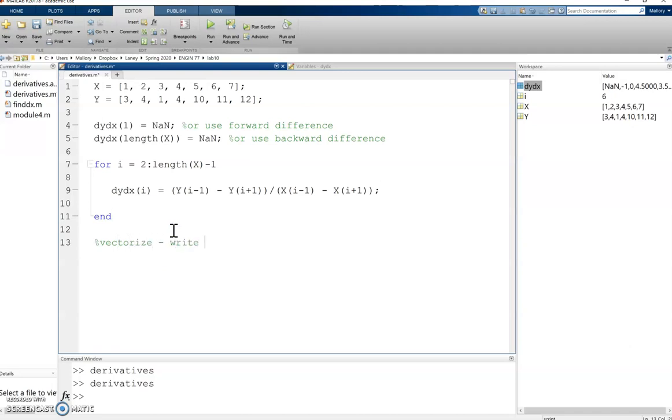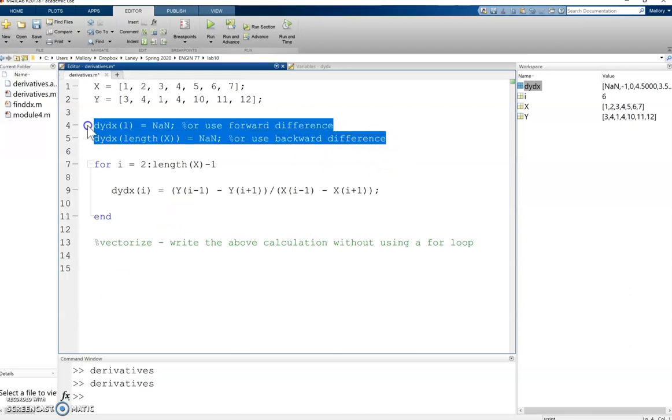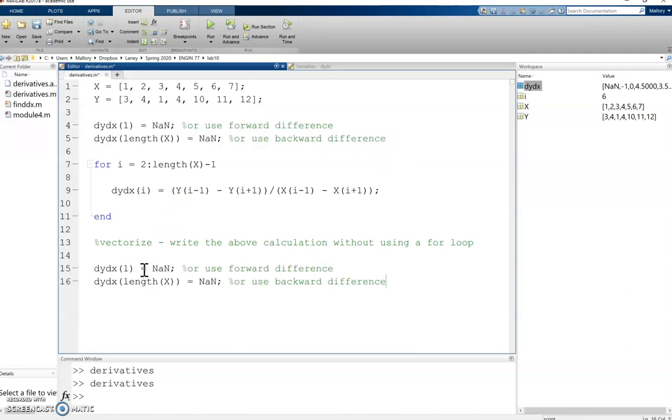So we're going to write the above calculation without using a for loop. So once again, we're going to have these two lines. I'm going to change the name of this. Let's call it dy dx1 and dy dx1. And then I'm going to calculate dy dx1.